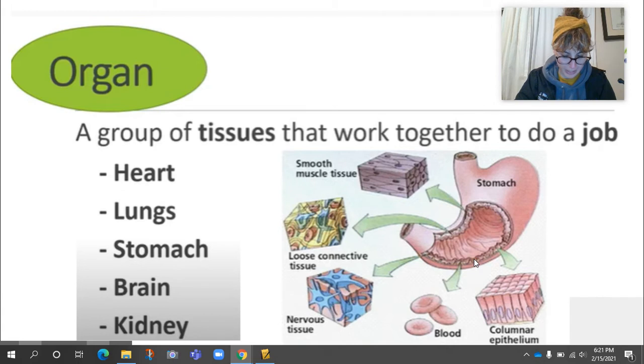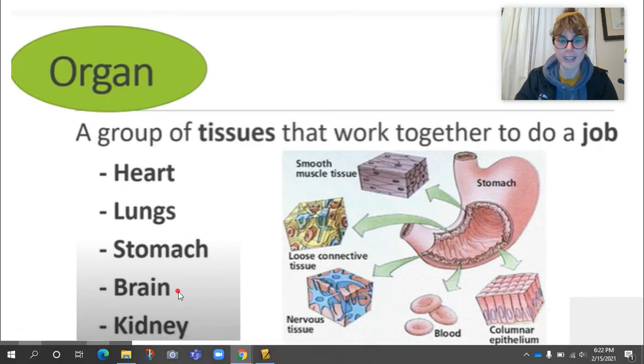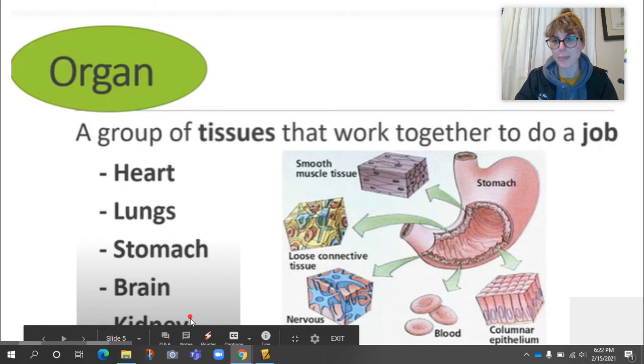Some other organs that you're going to want to record, an example could be the heart, the lungs, which are responsible for respiration or the exchange of gas with the environment, the stomach, responsible for the breakdown and digestion of food and the removal of nutrients, the brain, which is the control center of really the entire body, or we have the kidneys, a really important organ that helps with filtration of the blood.